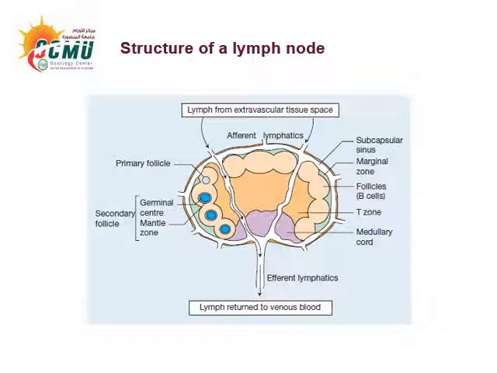Antigen-specific immune responses are generated in secondary lymphoid organs and commence when antigen is carried into a lymph node on the dendritic cells. This is the structure of the lymph nodes.